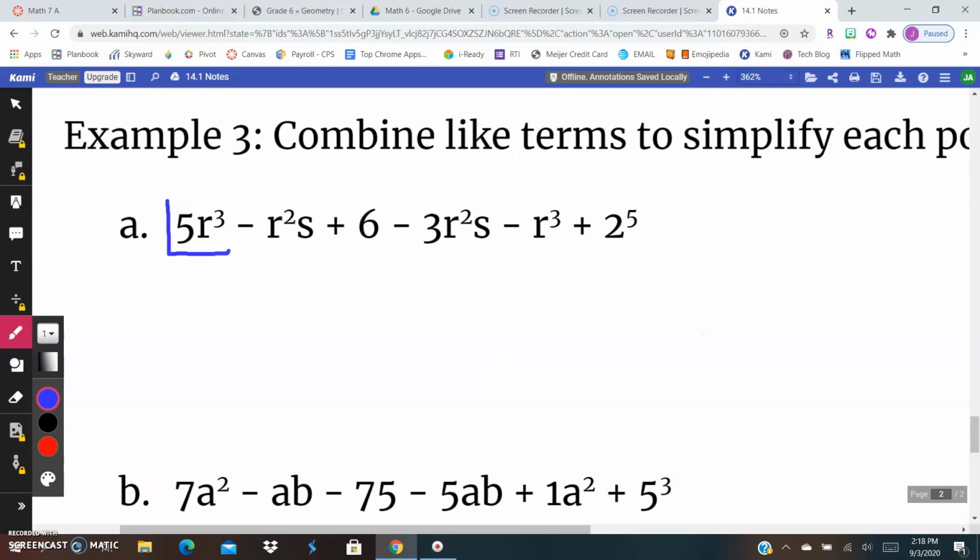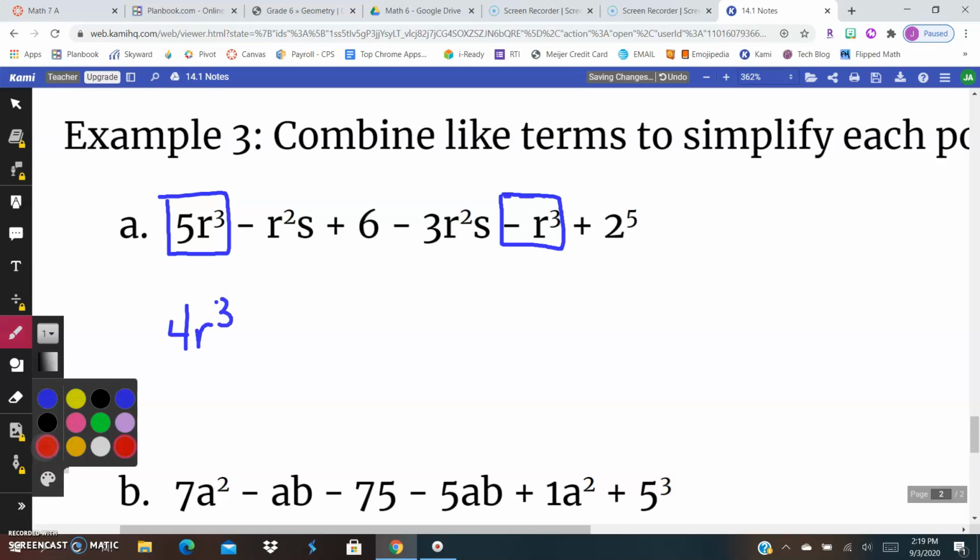So the first thing that we have is 5r cubed. So I'm going to go through and look for r cubed, just r cubed. I see this one here. So those two would go together. We have 5r to the third minus 1r to the third. So that would leave us with 4r to the third.